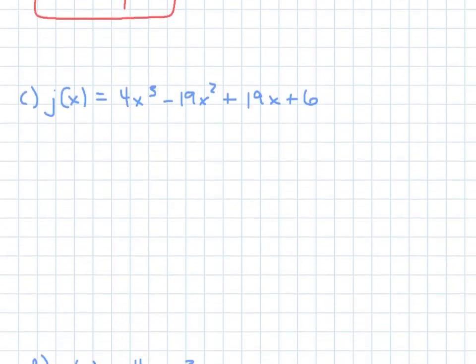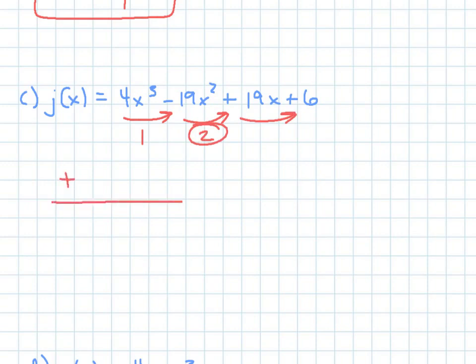So here, j of x, you have 4x cubed minus 19x squared plus 19x plus 6. So changes in sign, there's 1, there's 2, there's none. So 2 is my only value there. So I get 2 for the first one. Then let's plug in negative x.